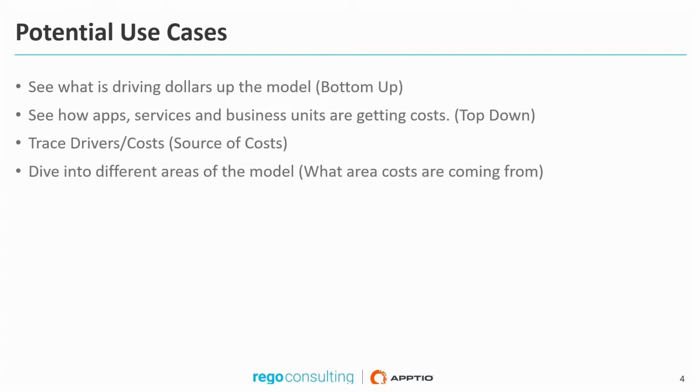We also can trace drivers and costs. So to see where the source of those costs are coming from. So anywhere in the model, we're able to go and click on a line item and see either how it's getting costs or where those costs are being allocated to. And then dive into different areas of the model once the trace has been completed and see, maybe what servers are feeding into apps or what services are feeding into business units. So a very powerful tool to get some insights.